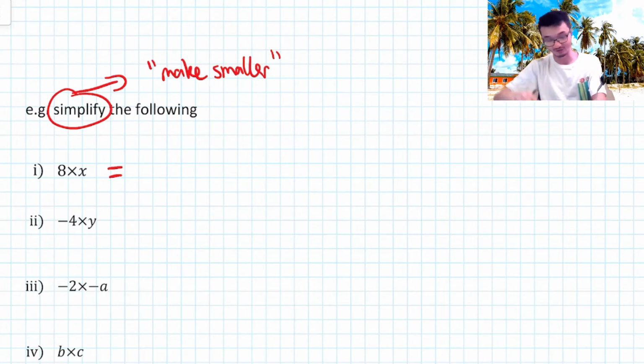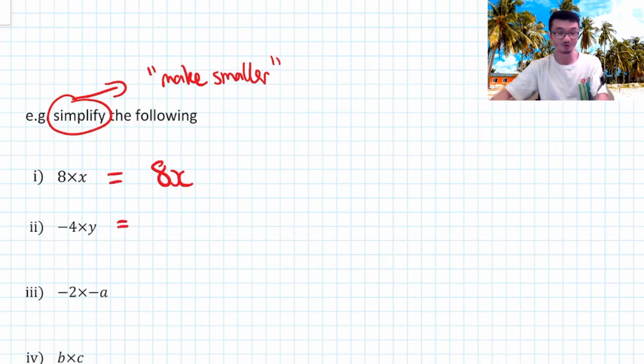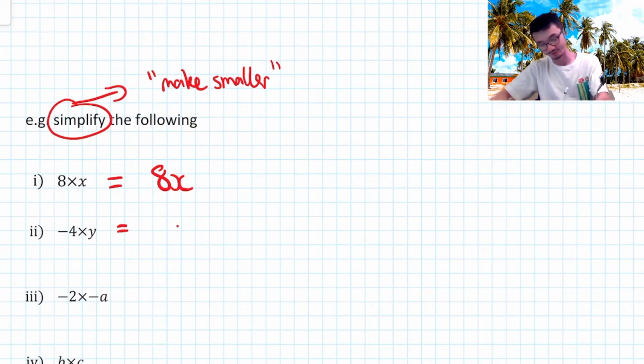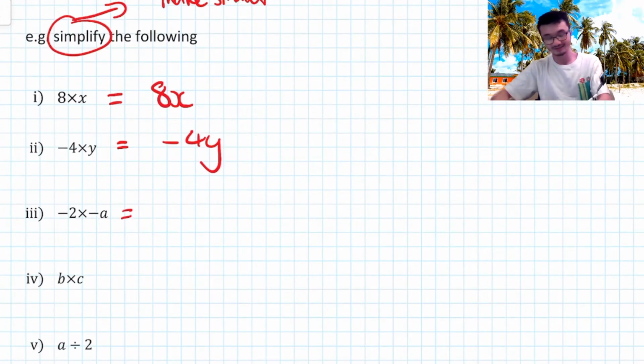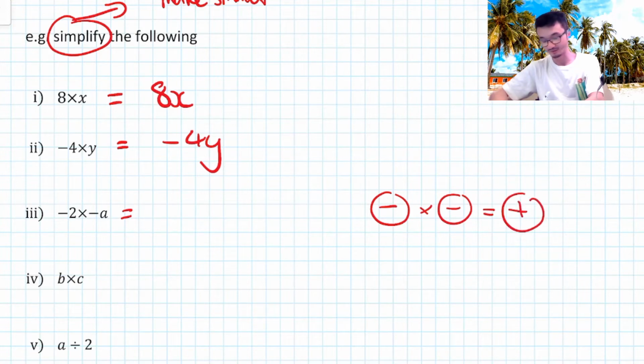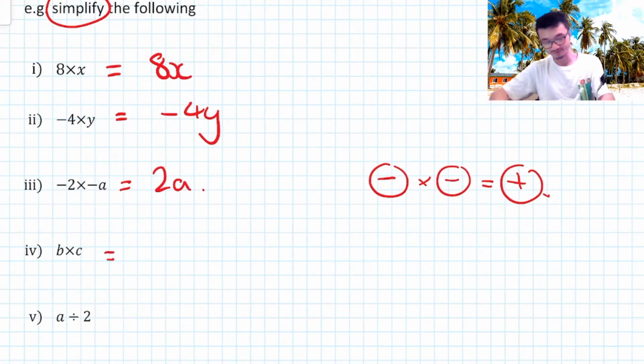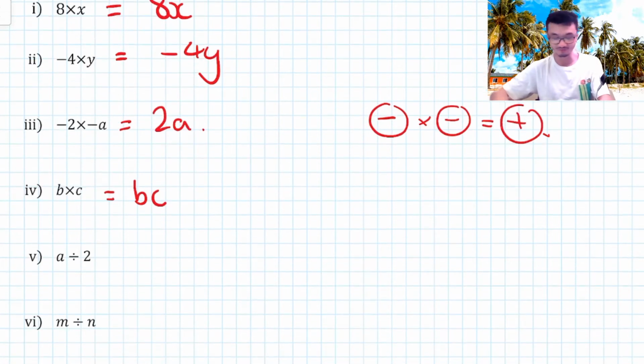Anytime we have multiplication in algebra, if you go back to your notes, you can write them grouped together as 8x. Similar for this one, minus 4 times y, I can just write that as negative 4y. This one, be a little bit careful of. If you have two negatives multiplied together, remember the rule says that becomes a positive value. So here I've got negative 2 times negative a, that's just going to become positive 2a. B times C, same idea, that's just BC, not the before Christ, before Common Era, I mean.